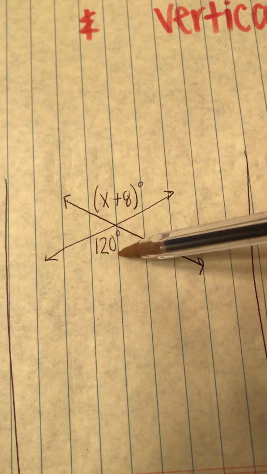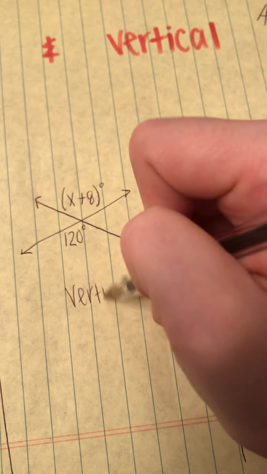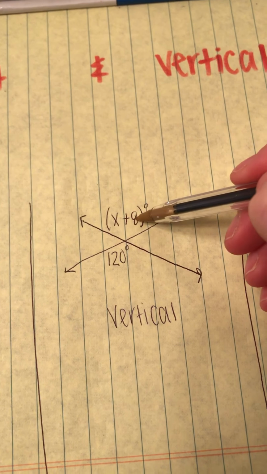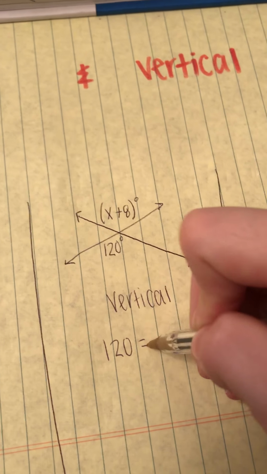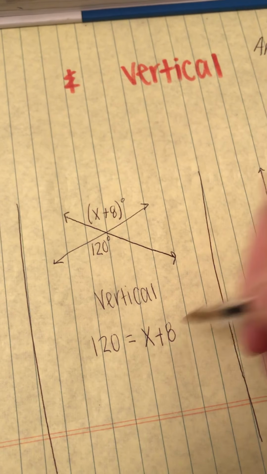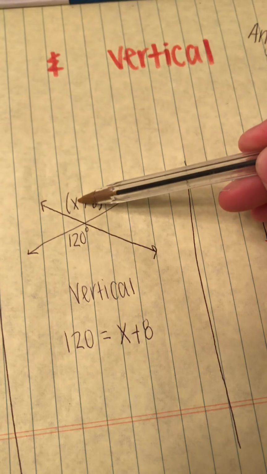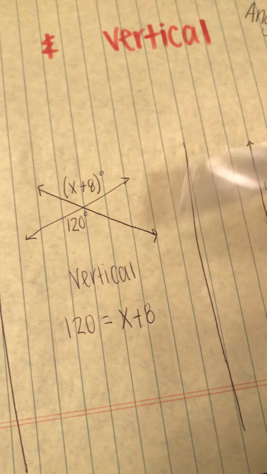These angles are across from each other, so they are vertical. Because they're across from each other, they are equal. So 120 equals x plus 8. Now we want to figure out what x is. This angle we know is 120 degrees, so I'm going to set up that equation.